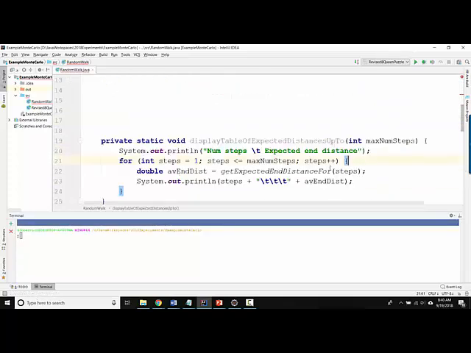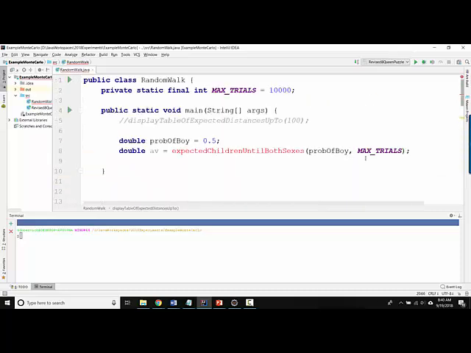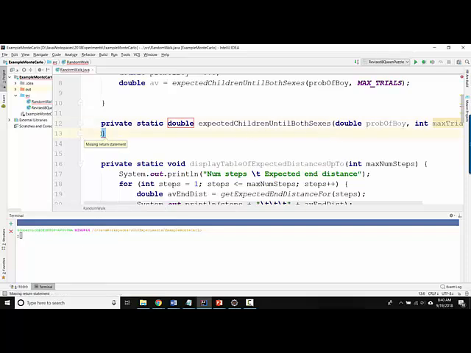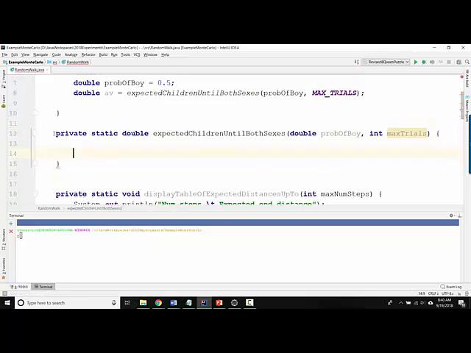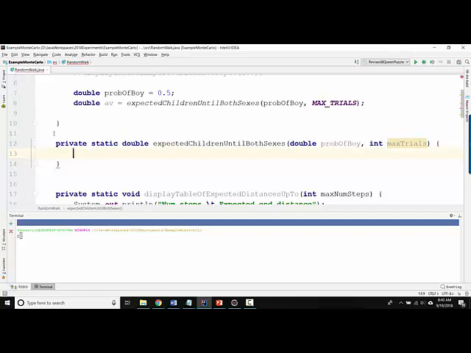All right, so here we are. Why did this not create my method? Okay, here we go. So I've got expected children until both sexes. It's a double because it's an average. So I might expect to have like 3.8 children on average until I have one of both genders.